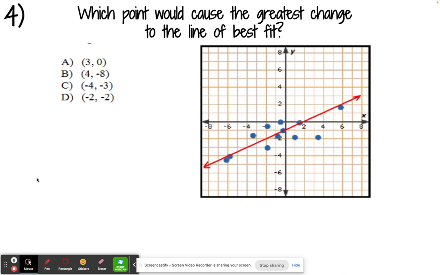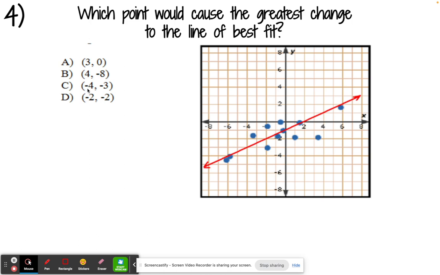Which point would cause the greatest change to the line of best fit? To change the line of best fit more, I'm going to have a point that is away from the line. If I had one right here, it's not going to change my line at all. But if I have one way here, it's going to make my line tilt downward. So let's look at the options. I have 3, 0. That is right here. It's not that far off the line. How about 4, -8? That's way over here. That is quite a bit off the line.